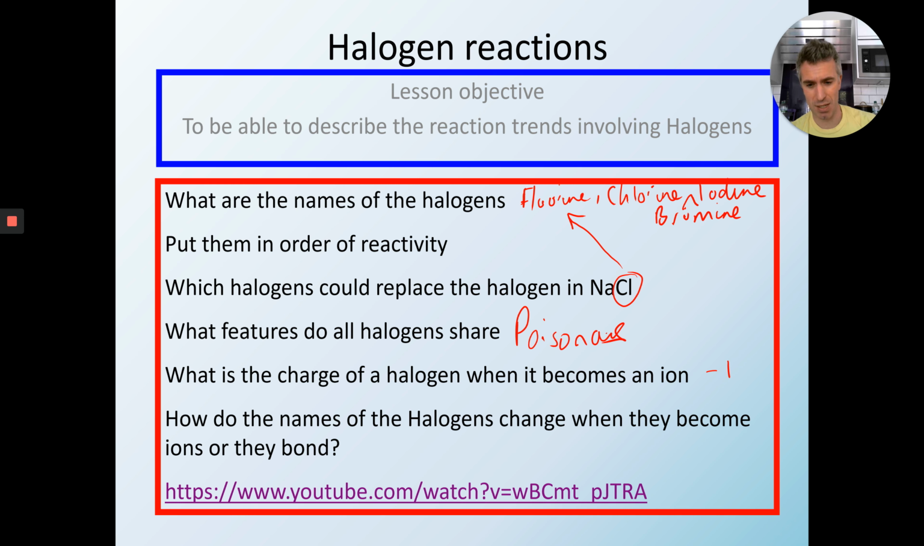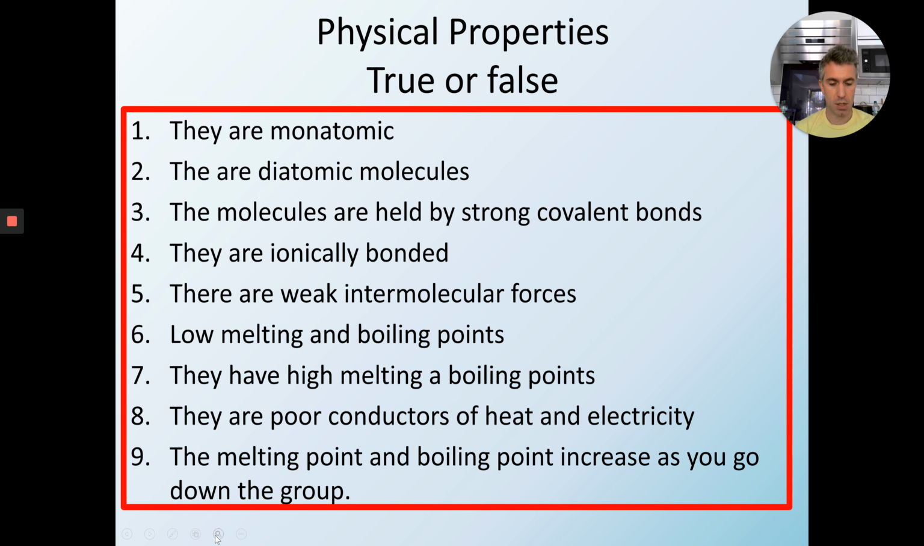And what is the name of the halogens? What is wrong with this question? How do the names of the halogens change when they become ions or they bond? Like this one, this is sodium chloride, but the halogen by itself is chlorine. So how do they change? They become an "ide", as in chloride. When they bond, they turn into an "ide". Hey ho. So let's go on to the next page.